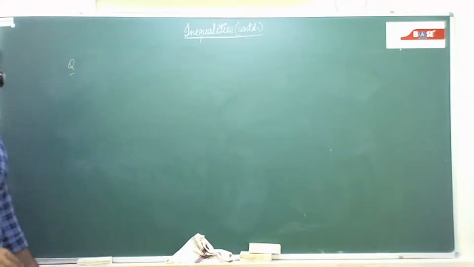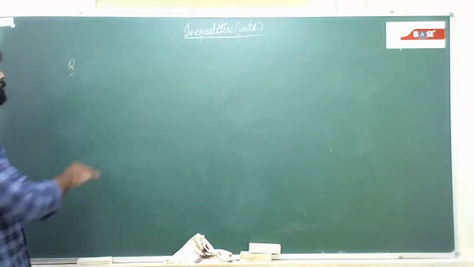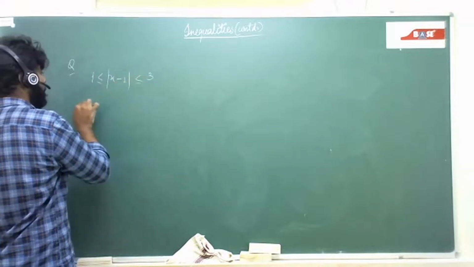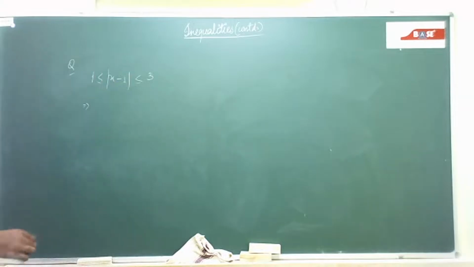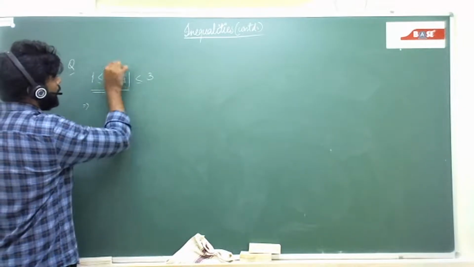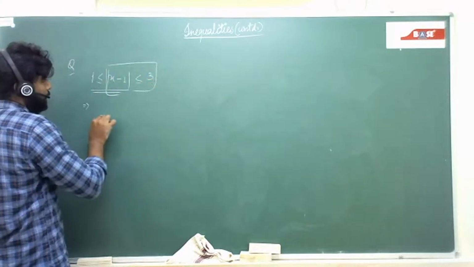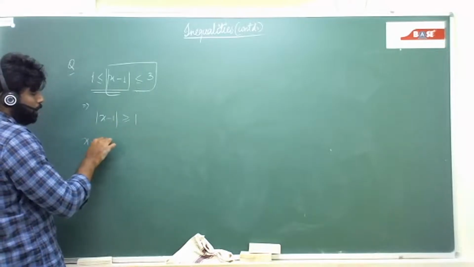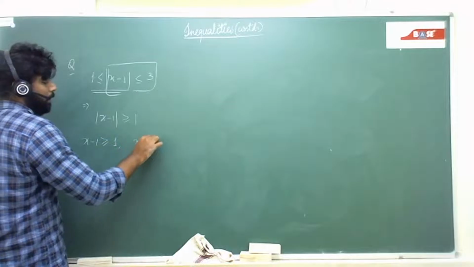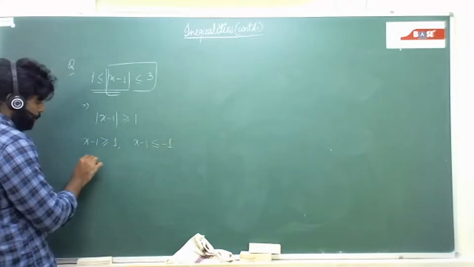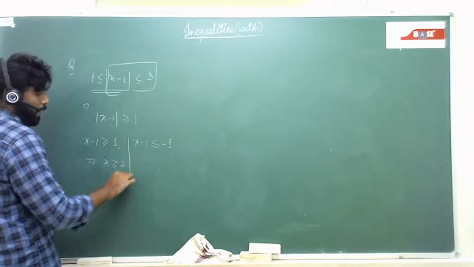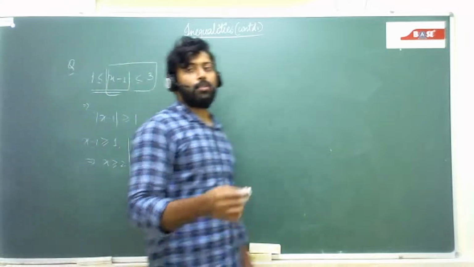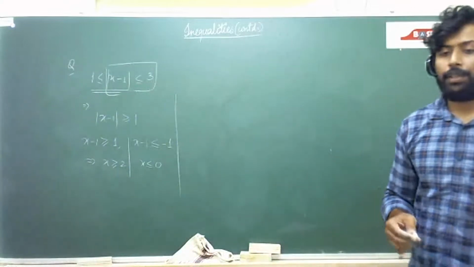Next question. We are given 1 less than or equal to mod of x minus 1 less than or equal to 3. We have two cases here. If you look at it properly, we have this one case and another one is this, right? Taking the first one, mod of x minus 1 is more than or equal to 1. If you remove the modulus, it will be x minus 1 more than or equal to 1 and x minus 1 less than or equal to -1, correct? So from there, x is more than or equal to 2, along with x less than or equal to 0.